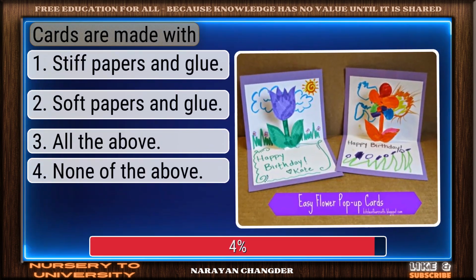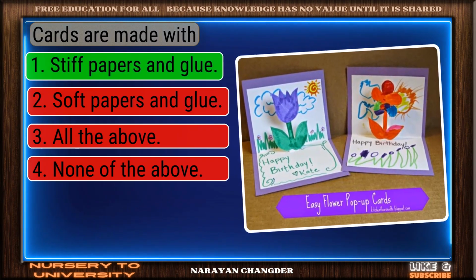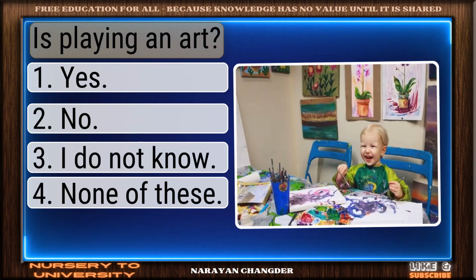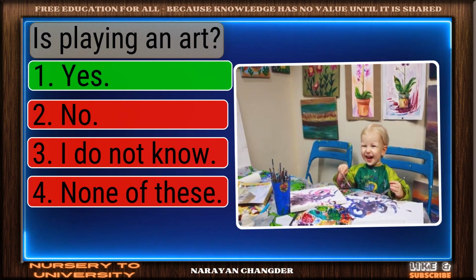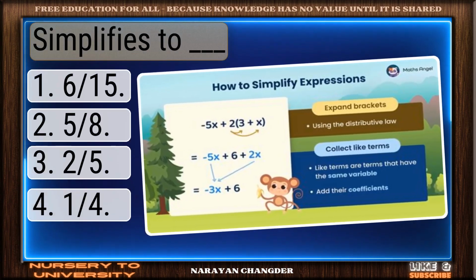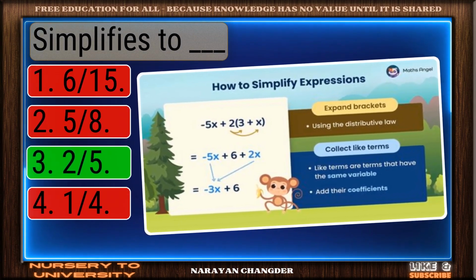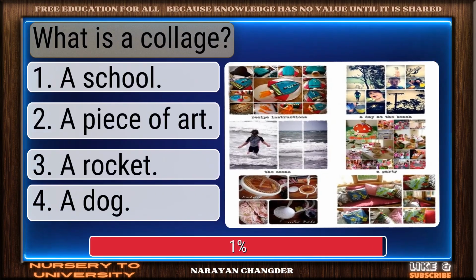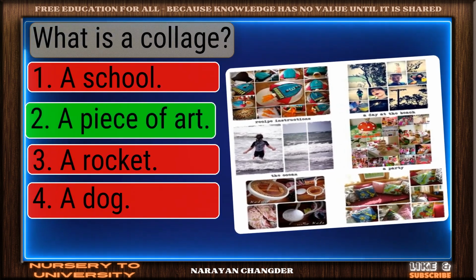Cards are made with. Excellent choice. Stiff papers and glue is the right answer. Is playing an art? Perfect. Yes is the correct choice. Simplifies to dash. Valid point. 2p5 is true. What is a collage? You chose a piece of art.